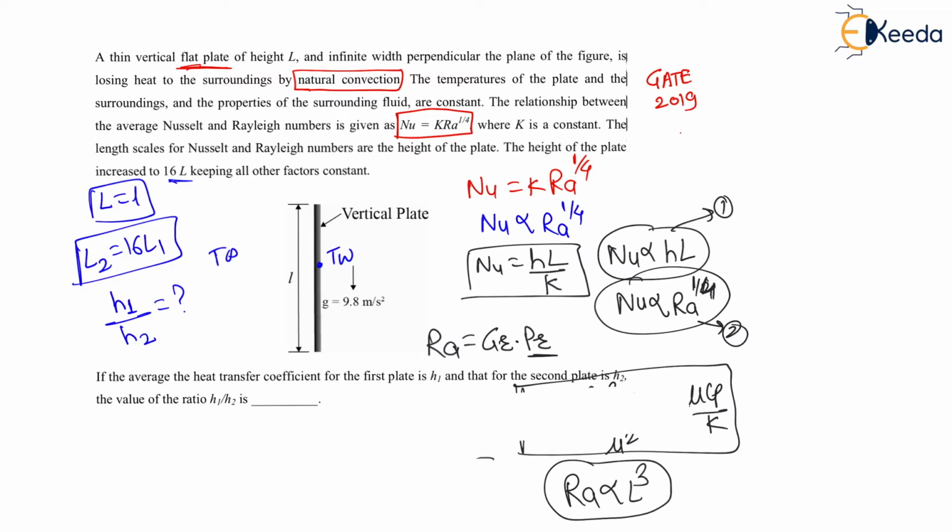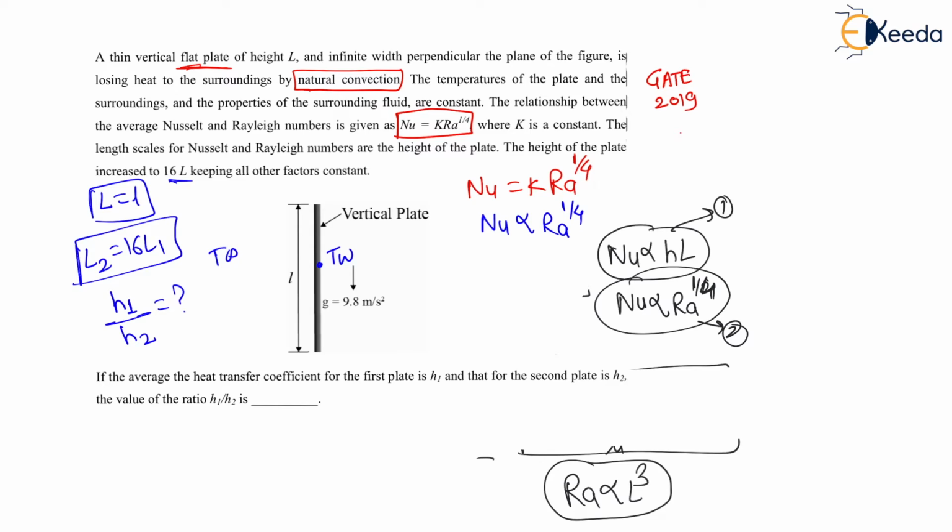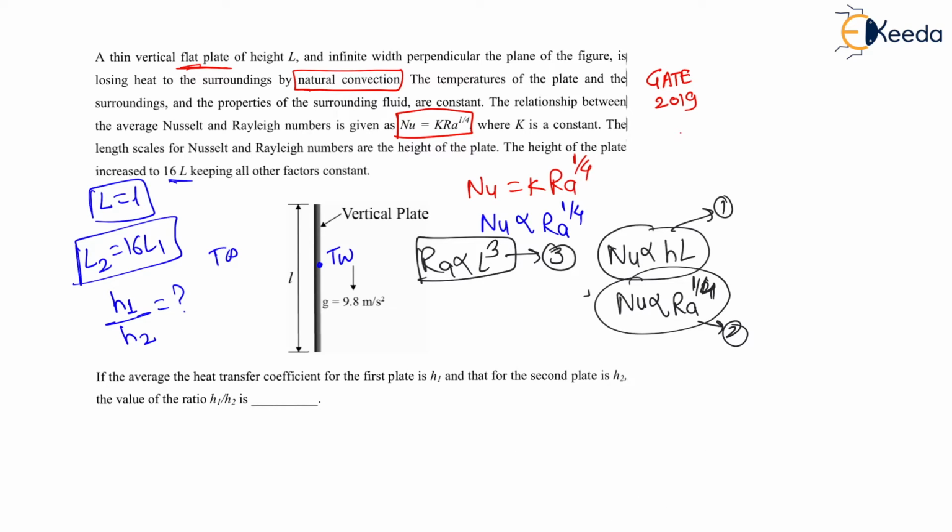So let us write down these important relations, right? So here this is our third relation, that is Rayleigh number is directly proportional to L cube. Let us say this is the third relation. Now my dear students, with the help of relation 1, relation 2 and relation 3, let us define the relation between H and L, right? Now it is very simple. Now everything is understood. Now here we have to put the values and derive the relationship.